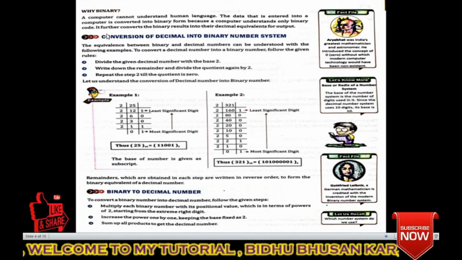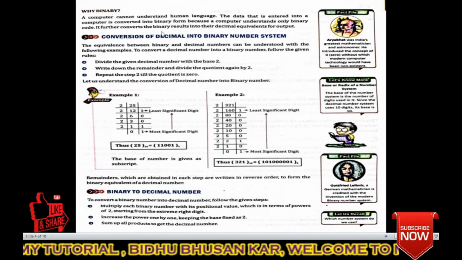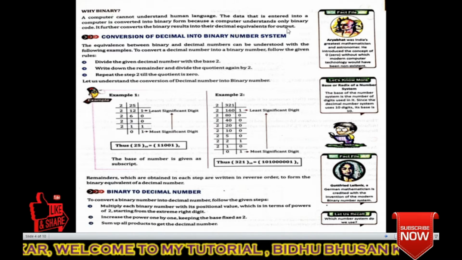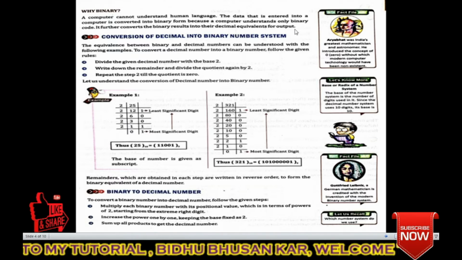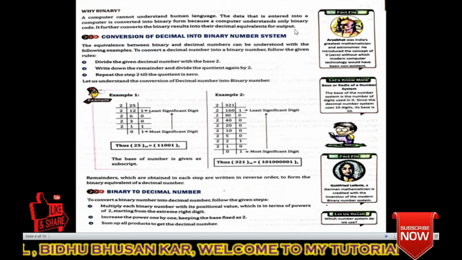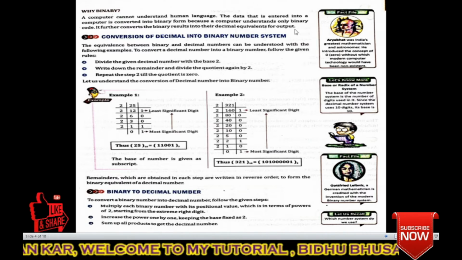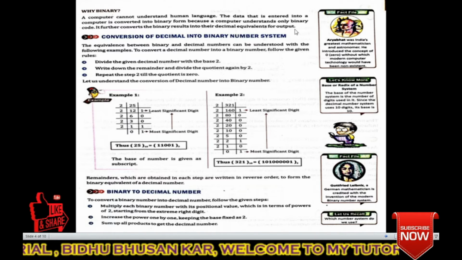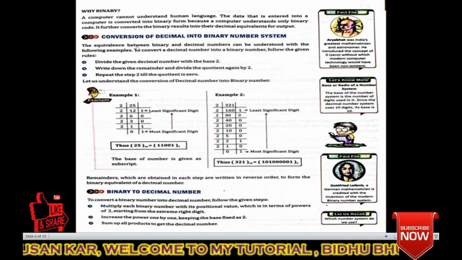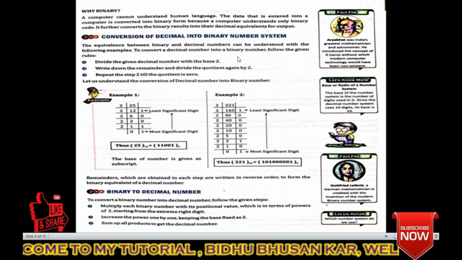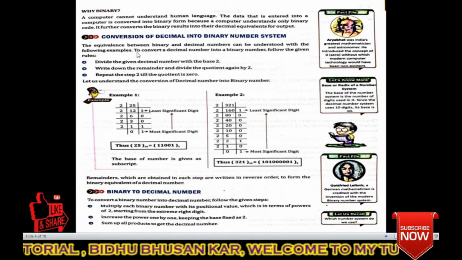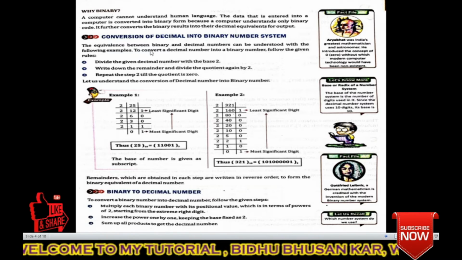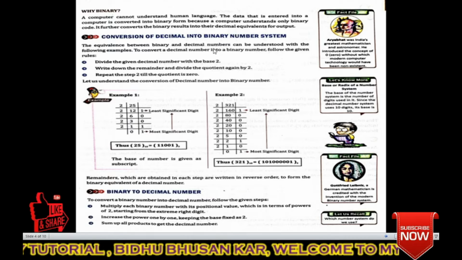It further converts the binary result into its decimal equivalent for output. Again, if the computer wants to show you something, you give an instruction to the computer, and according to the instruction the computer will show the result. Next, conversion of decimal into binary numbers. As I am telling, here it is written conversion of decimal into binary number system. So let's read how it is converted.